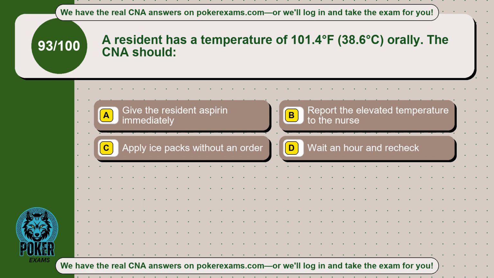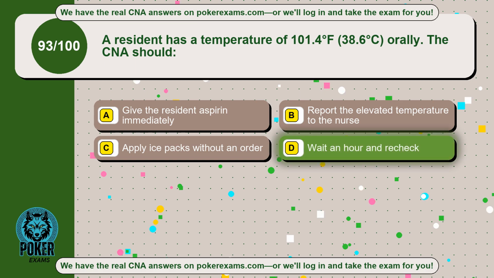Question 93. A resident has a temperature of 101.4 degrees Fahrenheit, 38.6 degrees Celsius, orally. The CNA should: Option A. Give the resident aspirin immediately. Option B. Report the elevated temperature to the nurse. Option C. Apply ice packs without an order. Option D. Wait an hour and recheck.